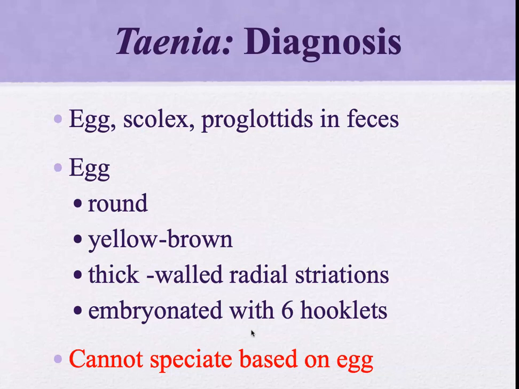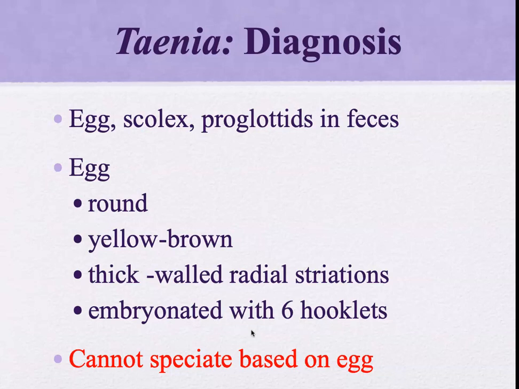So the egg is pretty characteristic. It doesn't look like any other eggs you'll see. It's described as looking like a slice of a kiwi, or even a wagon wheel with these radial striations that are coming out from the center. It is embryonated and it's got 6 hooklets, so there are 3 pairs of hooklets that you may be able to see inside of the egg.